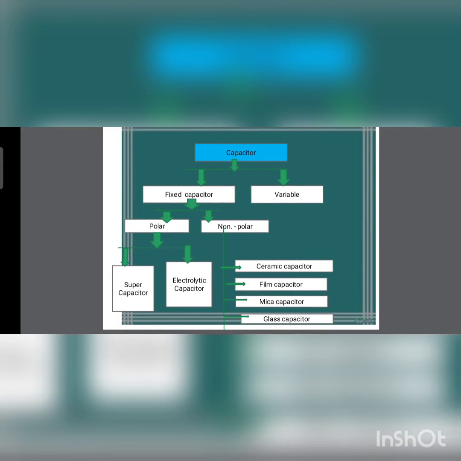Now let's see the types of capacitors. Mainly there are two types of capacitor, fixed and variable. Then the fixed capacitors have the types polar and non-polar, and supercapacitor and electrolytic capacitor are the types of polar capacitor. And then ceramic capacitor, film capacitor, mica capacitor and glass capacitor. These are the types of non-polar capacitor which are most commonly used.